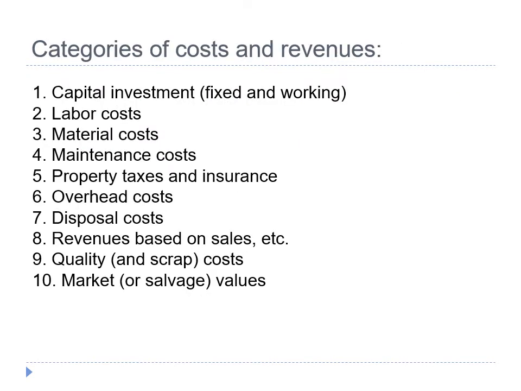Here is a brief listing of some categories of costs and revenues that are typically needed in an engineering economy study. These include capital investment, labor cost, material cost, maintenance cost, property taxes and insurance, overhead cost, disposal cost, revenue spent on sales, quality and scrap cost, and the market or salvage values.